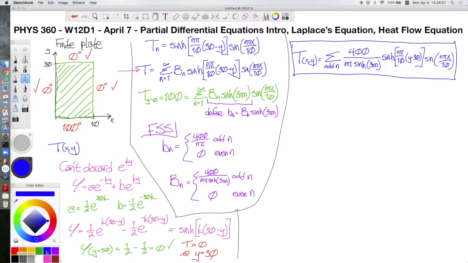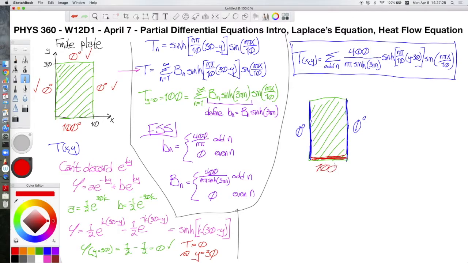There's only one other complication here that I want to ask you about, which is, what if we had our metal plate, the same finite metal plate, but with two sides held at 100 degrees? So let's say we still keep the left side at 0 degrees, and we keep the right side at 0 degrees, and we still keep the bottom at 100 degrees, but now we also want to keep the top at 100 degrees. How do we do this problem?